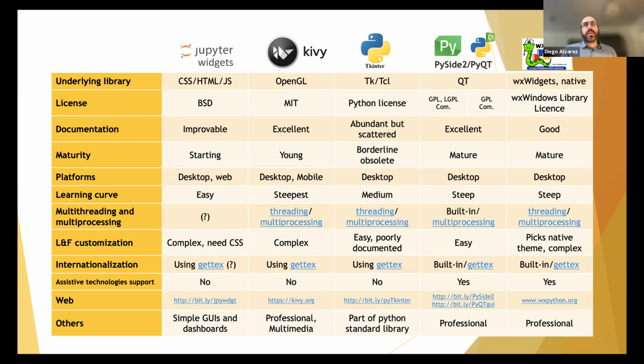Maturity. Jupyter widgets is very new. Well, as new as Jupyter. Kivy is young, but it's not that young. It's at least 6 or 7 years old. That means that it has been around for some time, but it doesn't have such a big community on the internet to look for help. There are not that many Stack Overflow posts about it. So that means that sometimes you will have some problem, you want to look for a solution and you cannot find it. That doesn't happen with Tkinter. It's so old that pretty much every possible question that you have about Tkinter is solved somewhere.